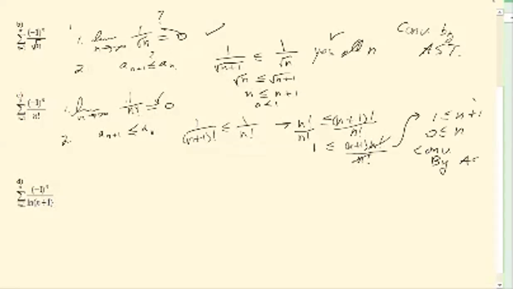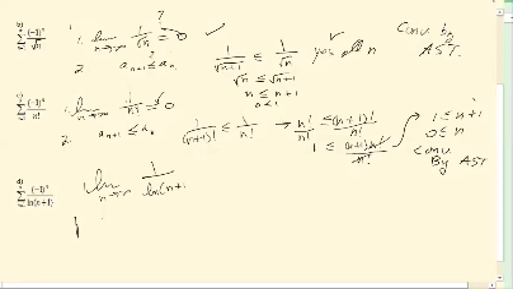Okay, one more down here. Again, limit as n goes to infinity for this natural log of n plus 1. It's pretty clear that that equals 0 because the denominator heads to infinity. So the second question is, and I'm going to jump right into this, is 1 over natural log of n plus 2 less than or equal to 1 over natural log of n plus 1?